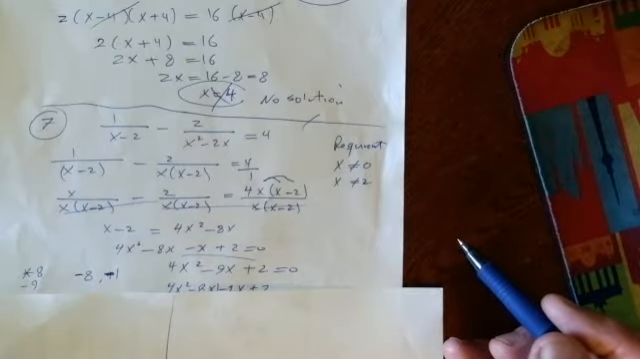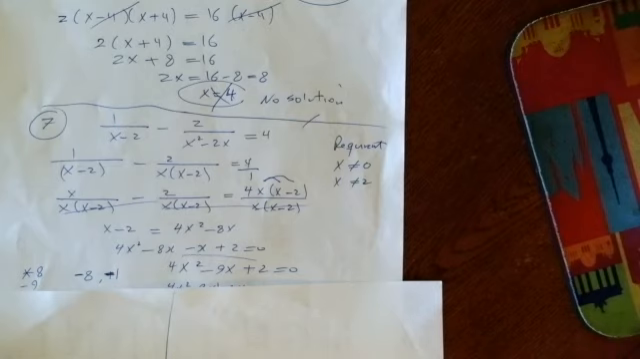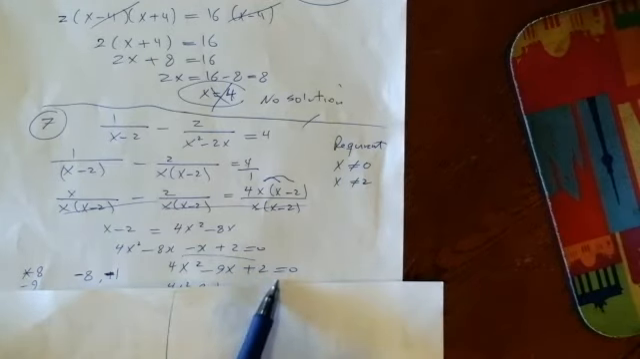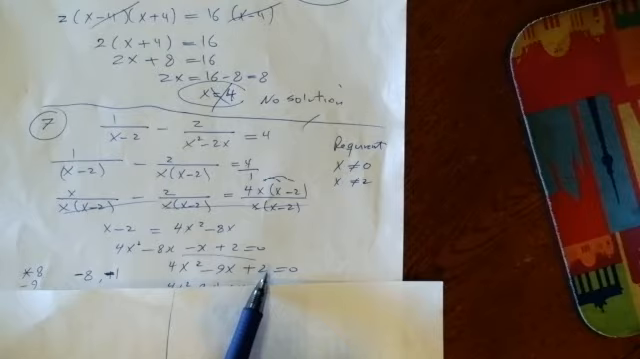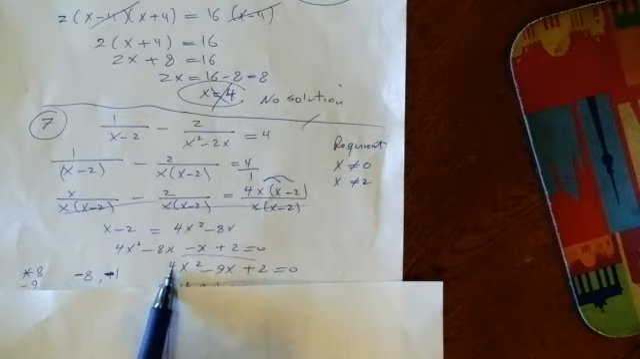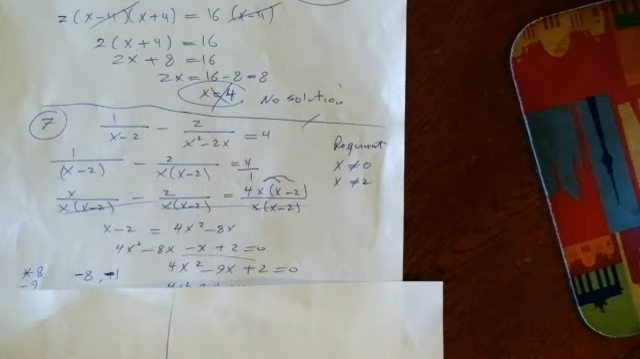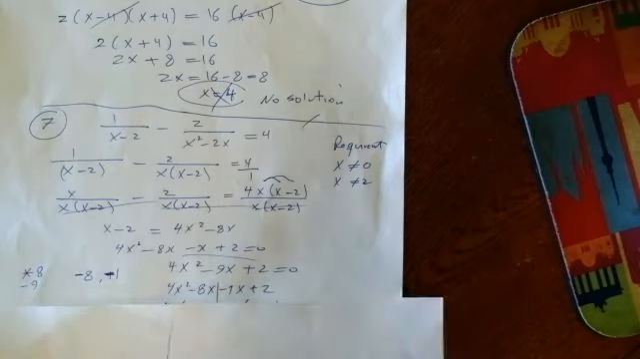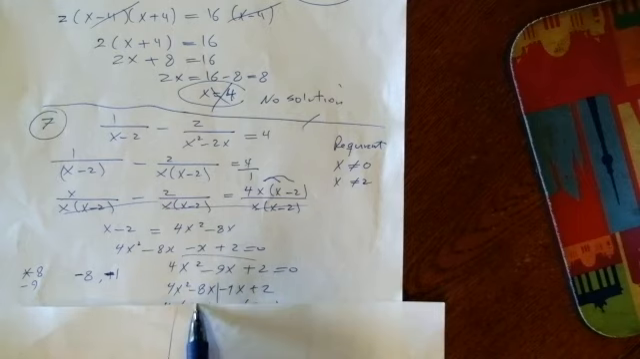Bring everything to one side. Now, I have to use the method of factoring to solve these problems. We need two numbers that when you multiply give 8, and when you add algebraically give negative 9. Those numbers are negative 8 and negative 1. So instead of writing minus 9x, I write minus 8x minus 1x.